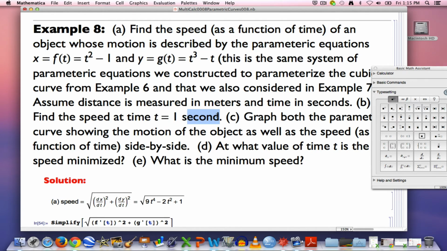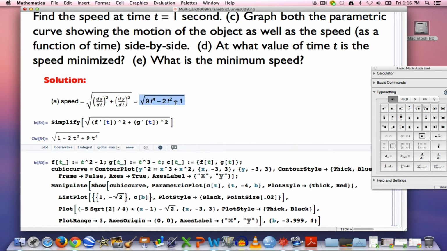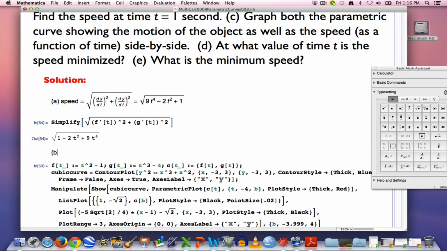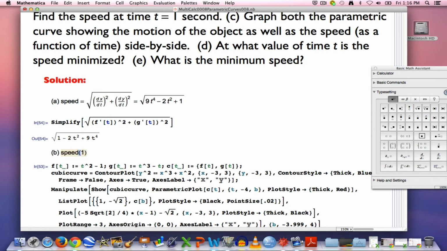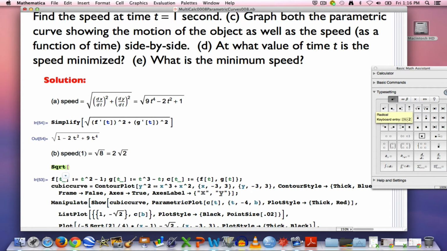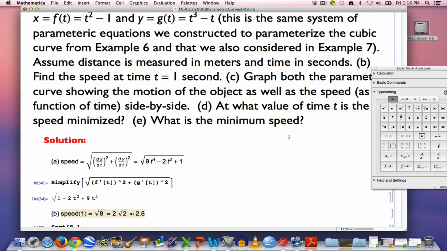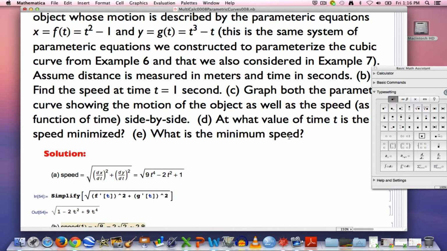How about part B, when time is 1 second? Well, that's easy. Plug in t equals 1. You can do it in your head here. The speed at time 1, you might call that speed of 1, will be square root of, plug in t equals 1, you'll get 9 minus 2 plus 1 is 8. Square root of 8, or if you prefer 2 root 2, that is the speed at that moment in time. In whatever units you're using, it's about 2.8. What are the units that I'm using? We should use those units. Meters per second.